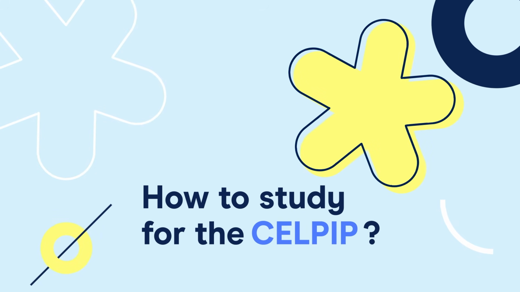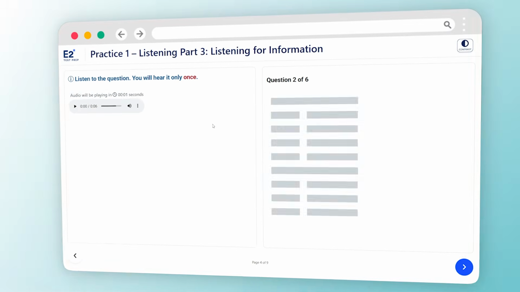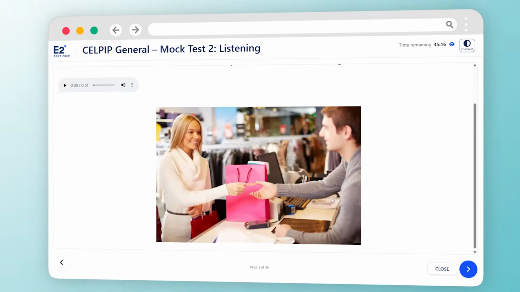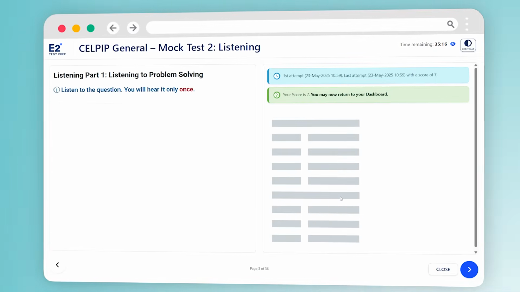How to study for the CELPIP. So now it's time to prepare for the CELPIP test. But don't stress. E2 has everything you need to succeed. We've got expert teachers, real practice questions, proven strategies, writing feedback, speaking practice, mock tests, and much more to help you achieve your target score.